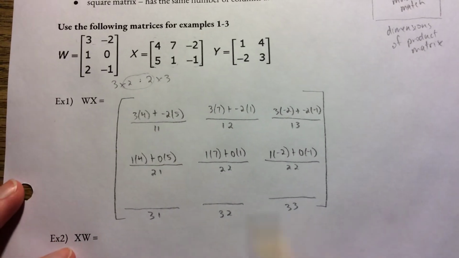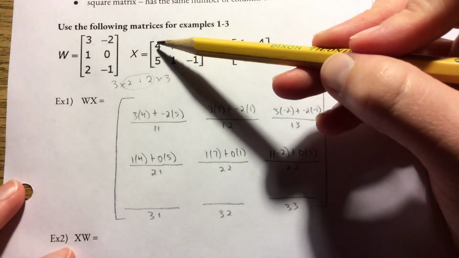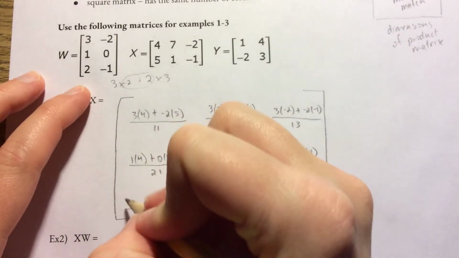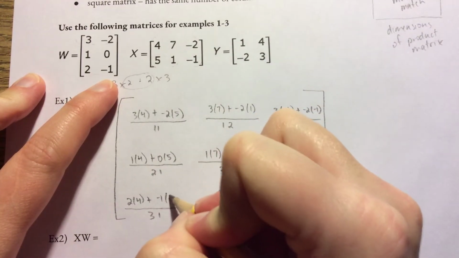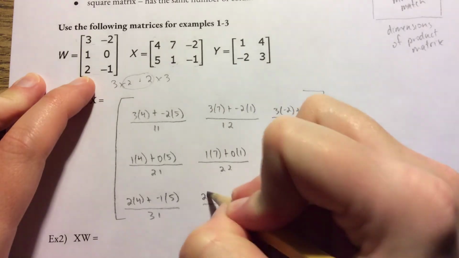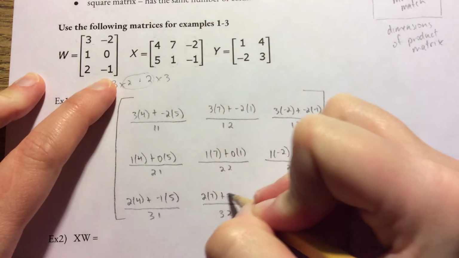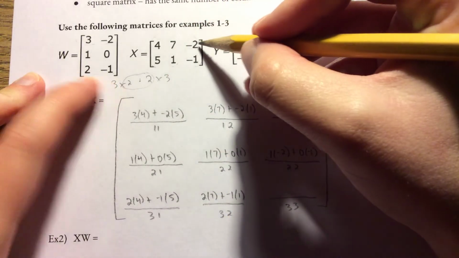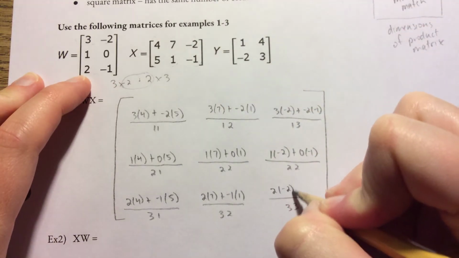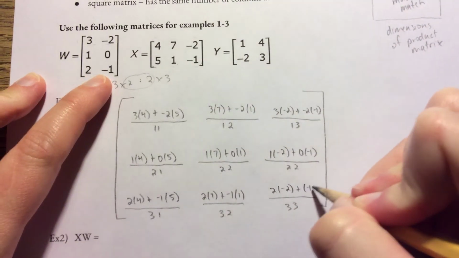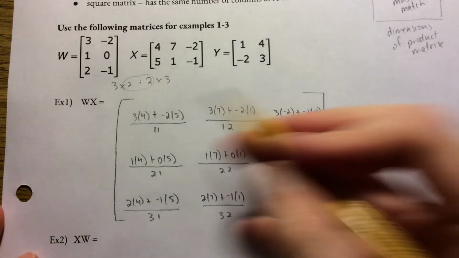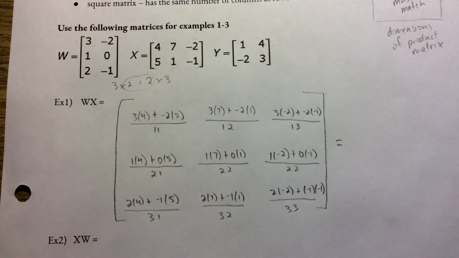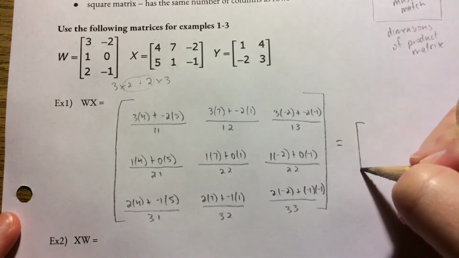And then lastly, we have the last spot here. 3, 1 would be third row, first column: 2 times 4, plus negative 1 times 5. Then 2 times 7, plus negative 1 times 1. And 2 times negative 2, plus negative 1 times negative 1. Whew. Now we actually have to do all these calculations. If you want to just throw them in your calculator, you absolutely can do that.